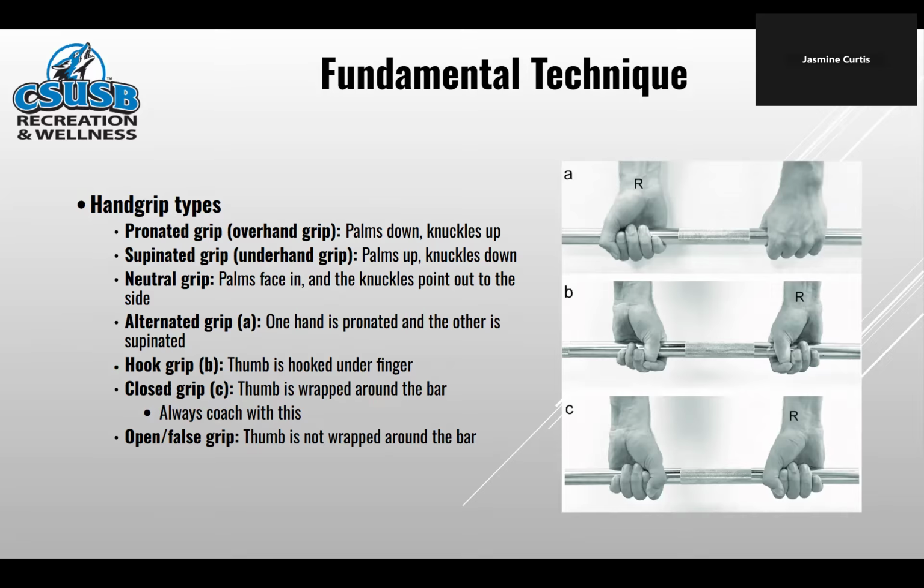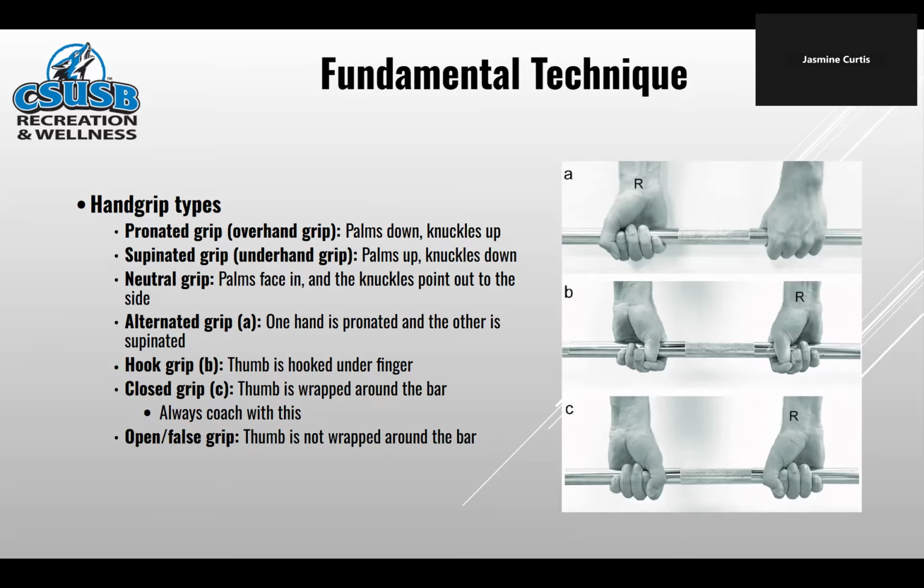Alternating grip is great. One hand is pronated, one hand is supinated. So one hand's out, one hand's facing you. And this is great when we're doing heavy deadlifts and pulling something heavy from the ground. That is when alternated grip is the most appropriate. Sumo's wonderful. Hook grip is the picture B, and you see how the thumb is hidden, the tip of the thumb is hidden with that forefinger. That's hooking the thumb under, typically used for Olympic weightlifting.